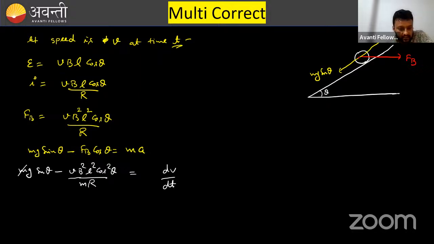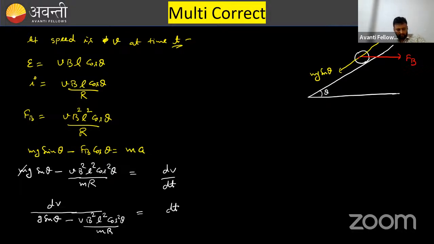Now we have to just integrate the things. We have to arrange so that dv is there and one v is there. We have to bring it down. So what can I write? dv, this whole term I am bringing down, that is g sin theta. Check the calculation with me as well. g sin theta minus v B squared L squared cos squared theta by mR is equal to dt. Correct now?